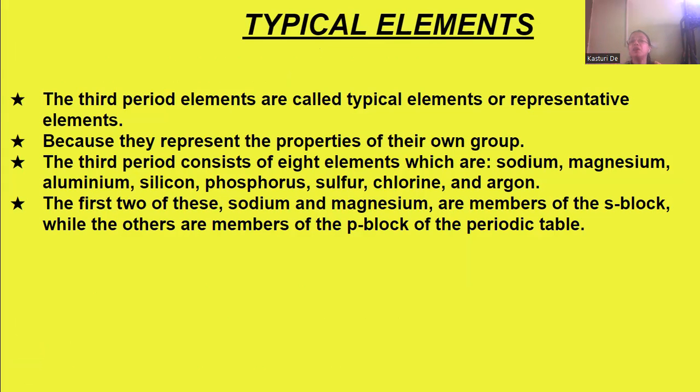The third period consists of how many elements? Sodium, magnesium, aluminium, silicon, phosphorus, sulfur, chlorine, and argon. The first two of these, sodium and magnesium, are S block elements, while the other members are P block elements of the periodic table. Aluminium, silicon, phosphorus, sulfur, chlorine, and argon are P block elements.